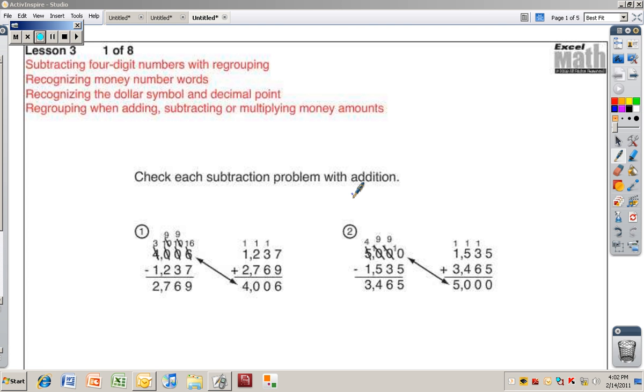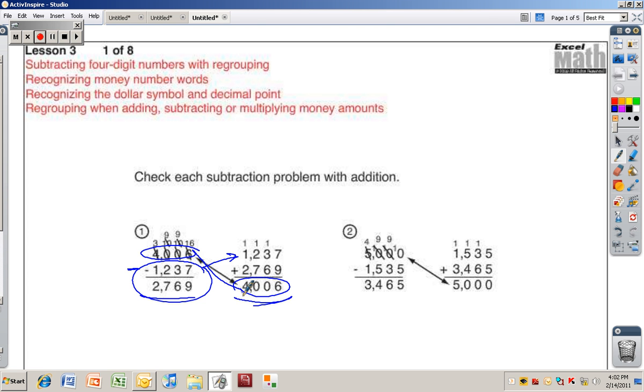So they show you some subtraction problems here that are then checked over here with an addition problem. 4,006 minus 1,273 is 2,769. They take these two numbers, put them in here as an addition problem. The answer should end up being that number, which it is. So just a reminder of how you check subtraction using addition.